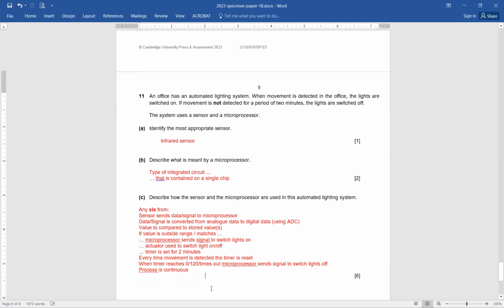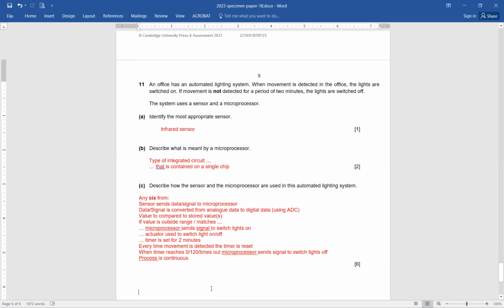Now, the last part that needs your understanding is describe how the sensor and the microprocessor are used in this automated lighting system. Now, remember, by the way, is it controlling or is it monitoring? Okay, that's great. It's controlling. Why? The first thing that you need to identify is which sensors are being used, and the process is very simple. So first stage is sensors send data or signal to the microprocessor.